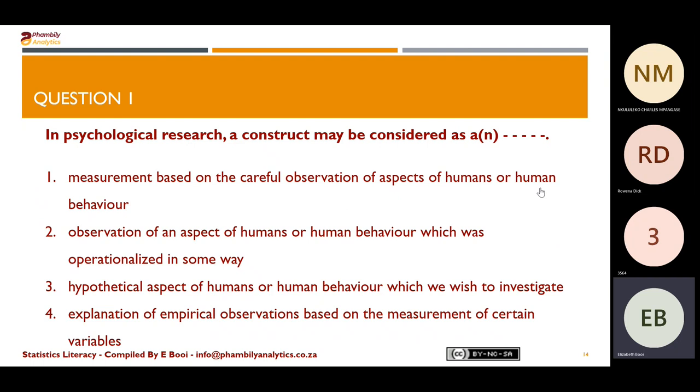Okay, so number one says measurement based on the careful observation of aspects of human behavior. Two, observation of an aspect of human behavior which was operationalized in some way. Three, hypothetical aspects of human behavior which we wish to investigate. And number four, an explanation of empirical observation based on the measurement of certain variables.